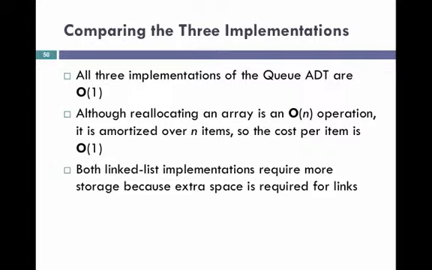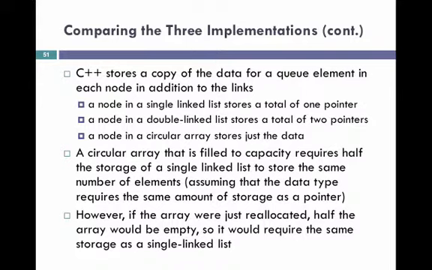So both linked list implementations require more storage because there's extra space for the links. Now C++ stores a copy of the data for a queue element in each node in addition to the links. So a node in a single linked list has one pointer, a node in a double linked list has 2 pointers, and the node in the circular array just has the data. So a circular array that's full requires half the storage space of a single linked list, assuming that the data type requires the same amount of storage as a pointer.